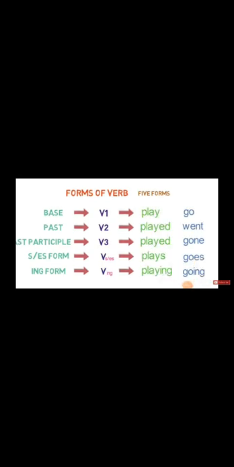Let's take an example of the verbs play and go. Play and go are the first form of the verb, the base form. In the past form, play will be written as played and go will be written as went. In the third form, that is the past participle form, play will become played, and go will become gone. In the S or ES form, play will become plays and go will become goes. ING form, play will become playing and go will become going.